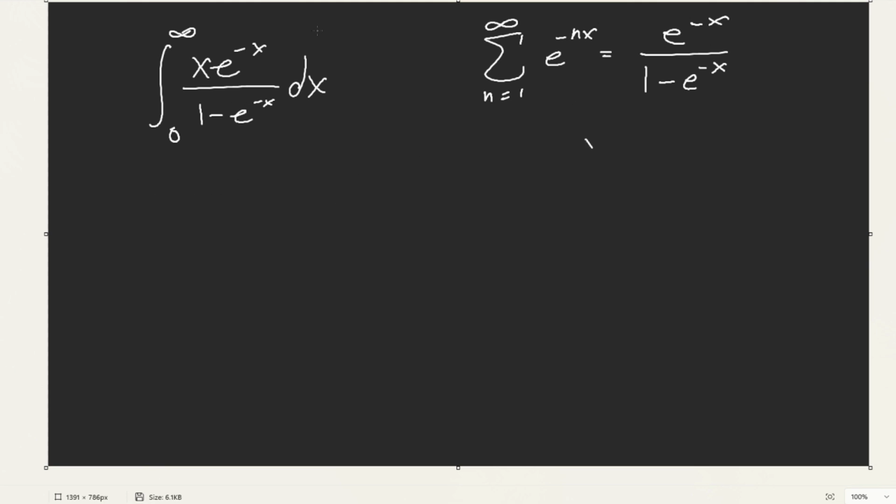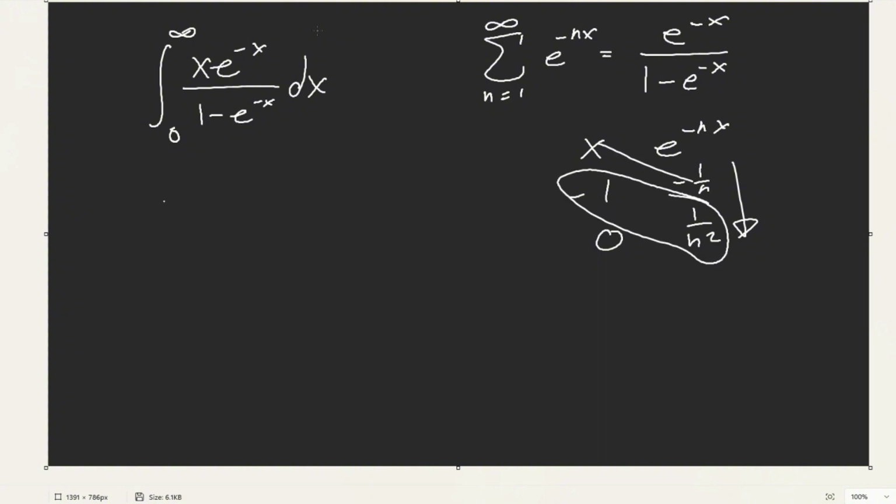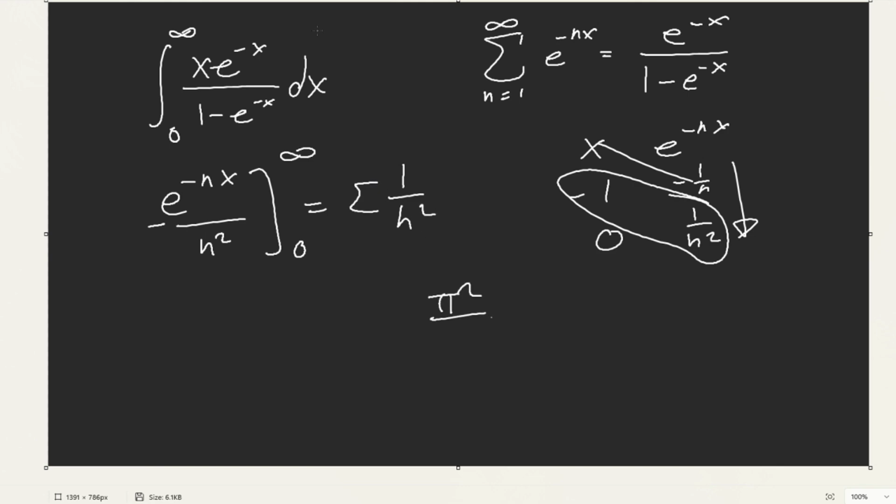So we have x e to the negative nx. It's going to go down to 1 over n squared, right? If we plug in 0 and infinity, this part is going to be 0, so we're left with this. And so we have e to the negative nx over n squared. That's negative from infinity. So we end up with 1 over n squared. So pi squared over 6 is our answer.